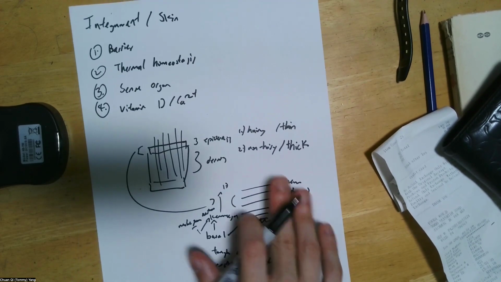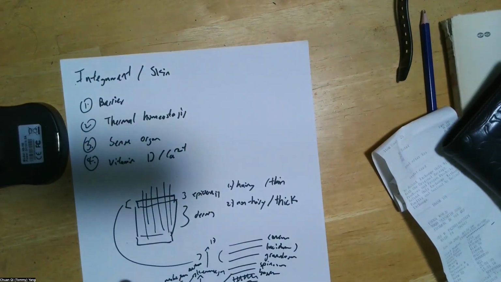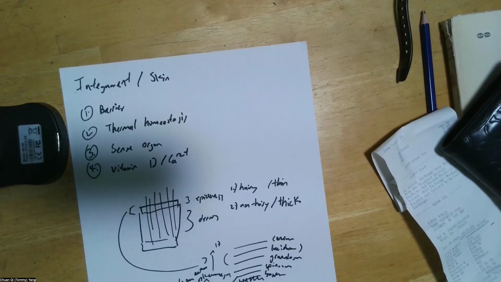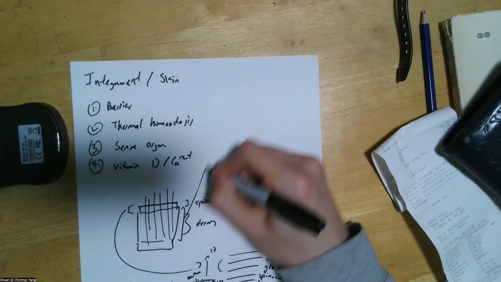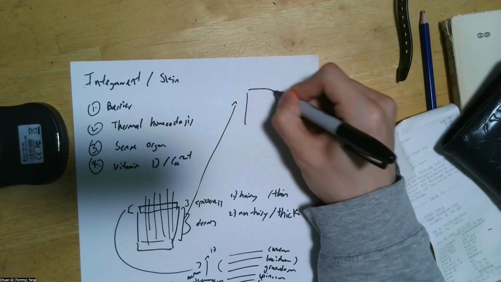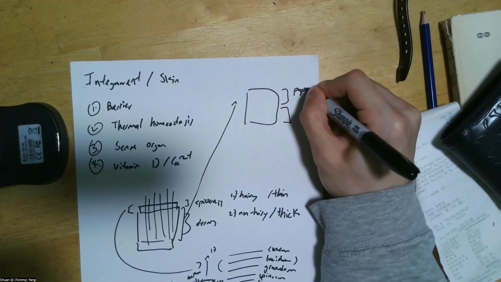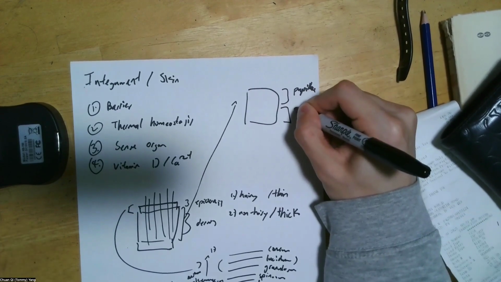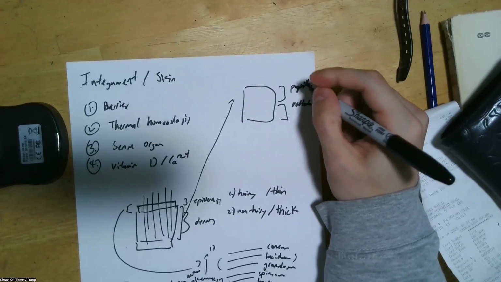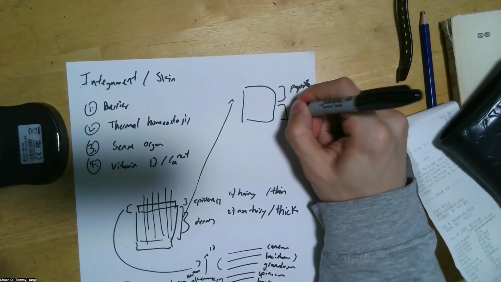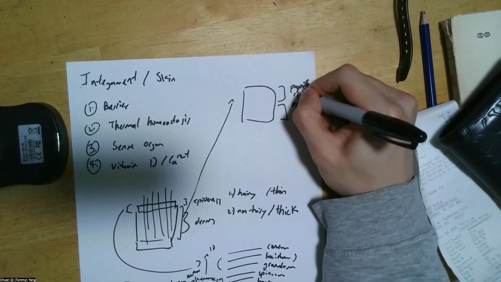Now let's talk about the dermis since we've already talked about the epidermis. Let's talk about it up here. As for the dermis, you have two layers. You have the papillary layer and the reticular layer. The reticular layer is dense, whereas the papillary is loose connective tissue.